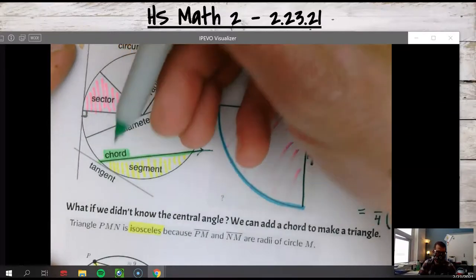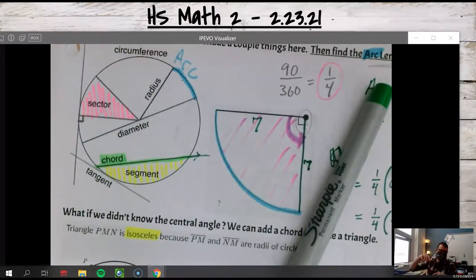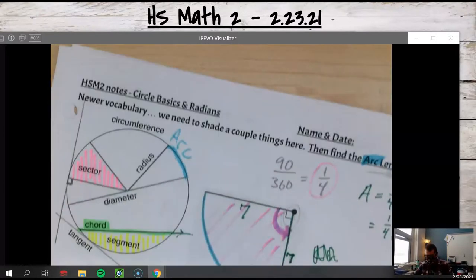Right, you're mixing up two different branches of things. You're good. Just don't, the tangent line is not inside the circle. The tangent line is outside the circle and makes a 90 degree angle with it. So, back to the back.